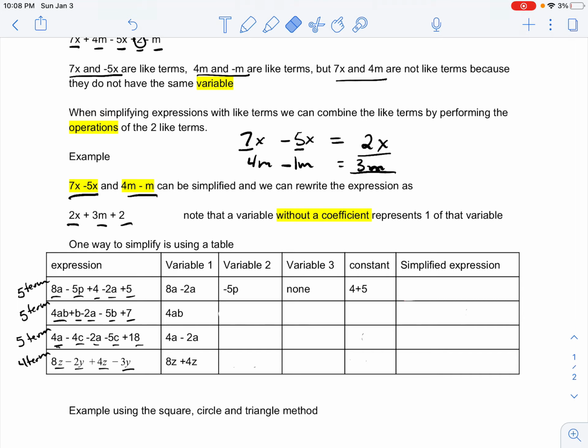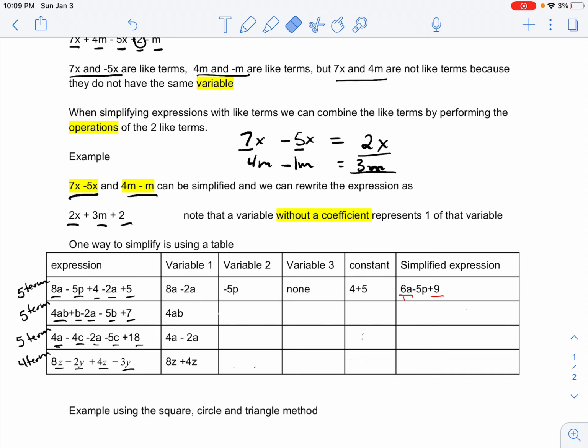So now when we go through, 8a minus 2a is going to give us a 6a. There's nothing to change on this minus 5p, so that stays the same. And then the constant is a 4 plus 5, so that's going to give us a 9. So when we write it out, we get our 6a minus 5p plus 9. Okay, moving on to the next one.